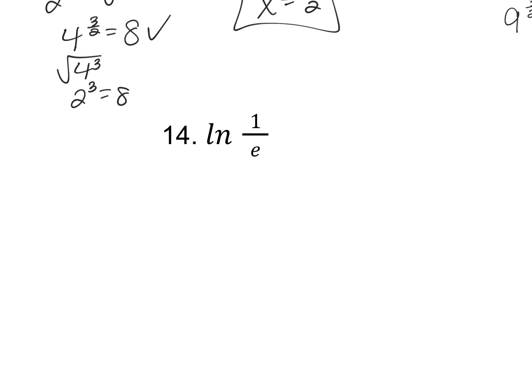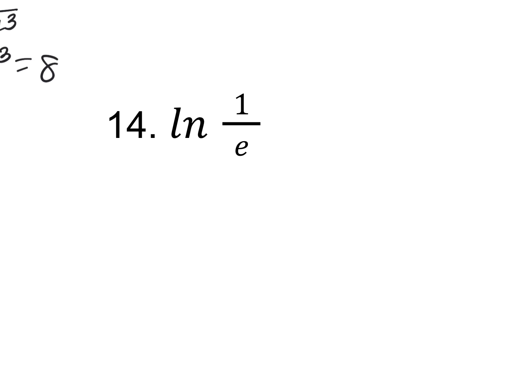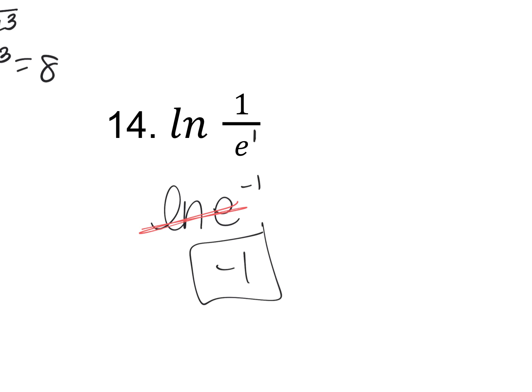Alrighty, 2 more. Ooh, this is a good one. Natural log of 1 over e. So what's another way I can write 1 over e? Remember that has an exponent of 1. You can rewrite this as natural log of e to the -1 power, because that's how you write fractions. Whenever you do the -1 power, e to the -1 is the same thing as 1 over e. Okay, so now these cancel and you are left with -1 as your answer.